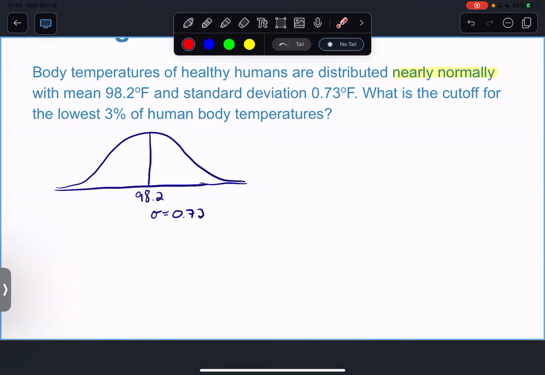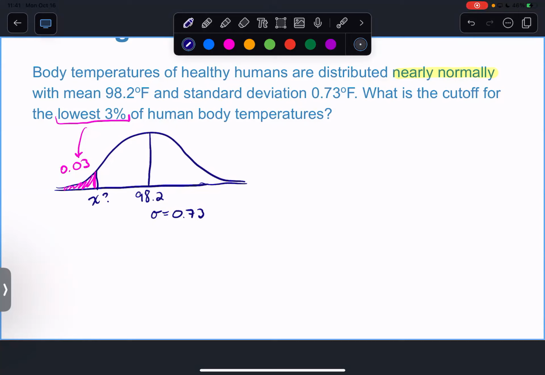So now we want to know what's the cutoff for the lowest 3% of human body temperatures. Of course, this x-axis is body temperatures, so that's just a number line. And down here is where we find the lowest 3%. I'm going to force this area to be 3%, so I'm going to force this to be 0.03. And usually I like to draw a little X question mark there just to prompt myself that that's what I need to find.